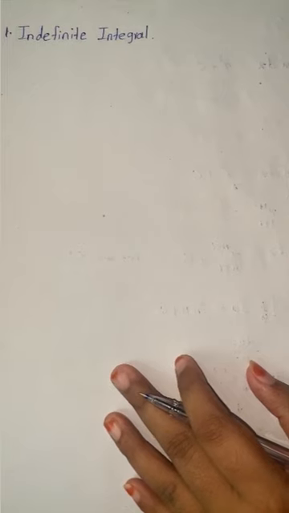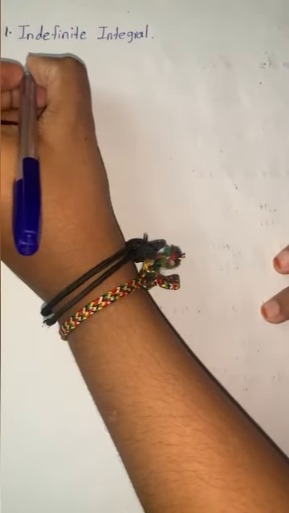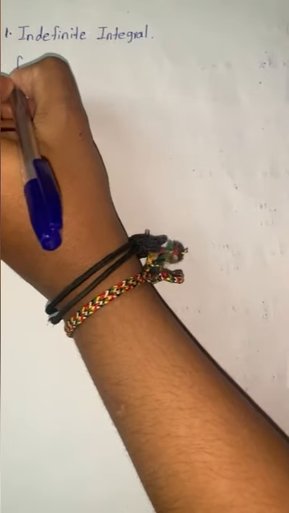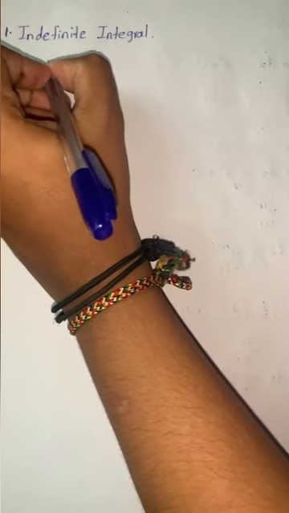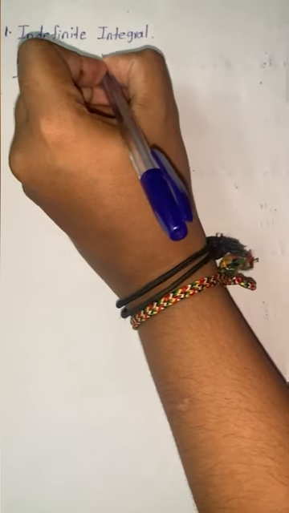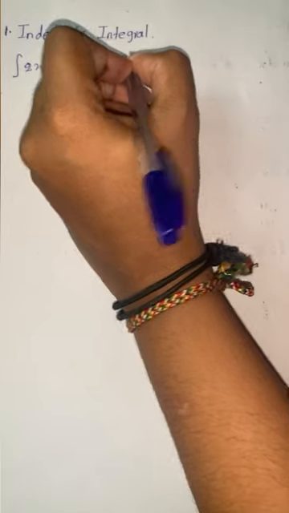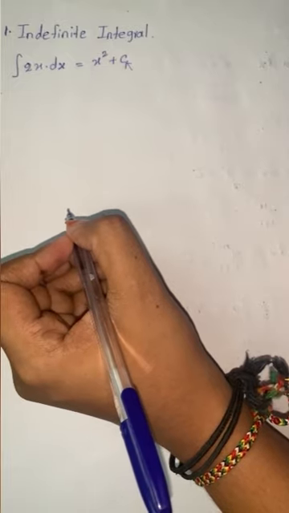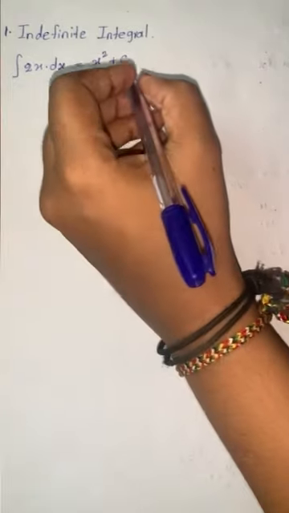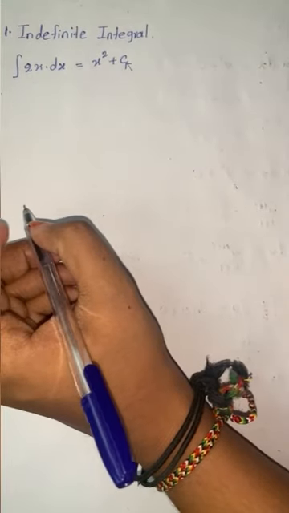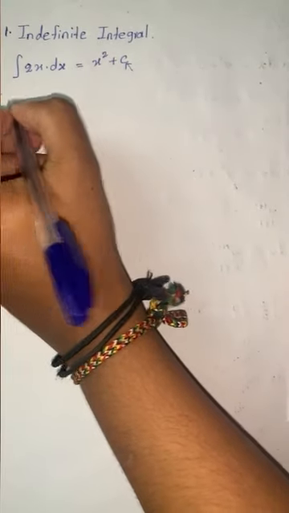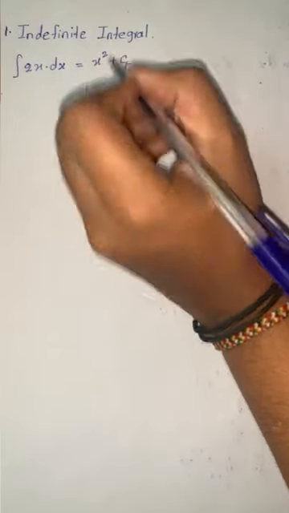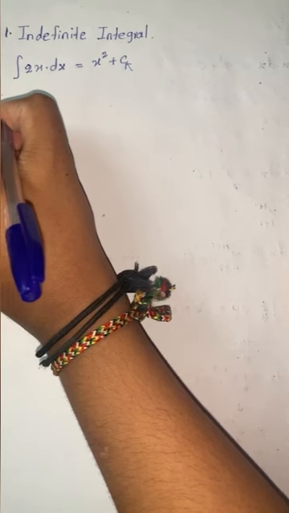Next we are going to see about indefinite and definite integrals. Let's go with an example for indefinite integral. Integration of 2x with respect to x. We know the answer is x to the power 2 plus c, where c is a constant and we don't know the value of c. Whenever we get an integration with a c whose value we don't know, it is an indefinite integral.